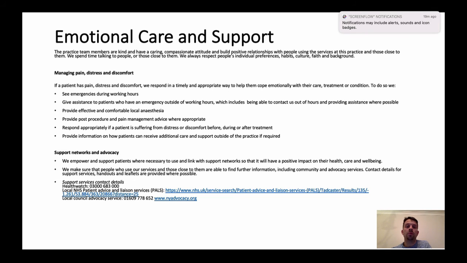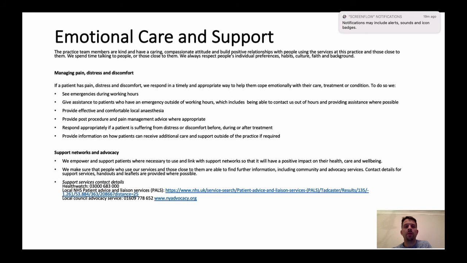Provide effective and comfortable local anaesthesia, so a patient comes in with pain, we make sure that we get them nice and numb. And give them post-procedural and pain management advice where appropriate, so they've had a tooth out, what sort of painkillers they can take, and the dosages of those. Respond appropriately if a patient's suffering from distress or discomfort before, during or after treatment. So it's basically just making sure that we're looking after the best interests of the patient and caring for them.